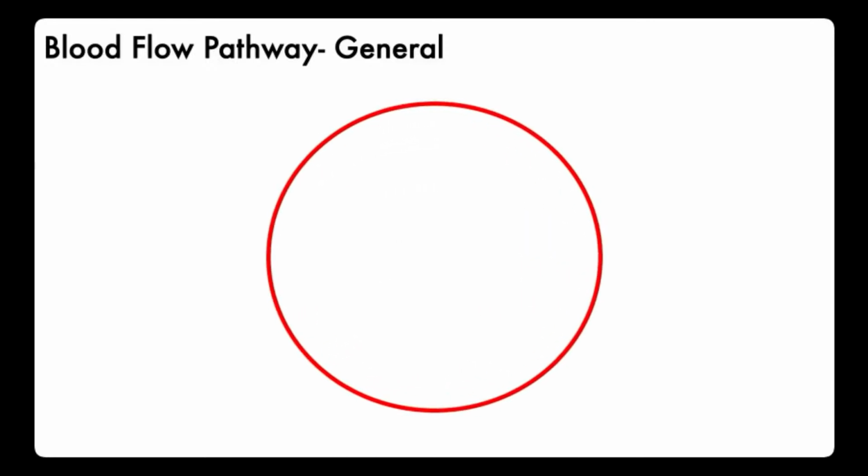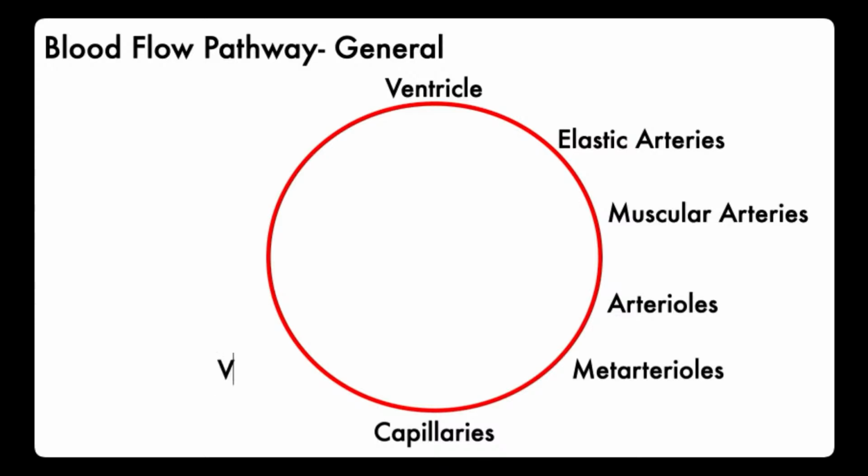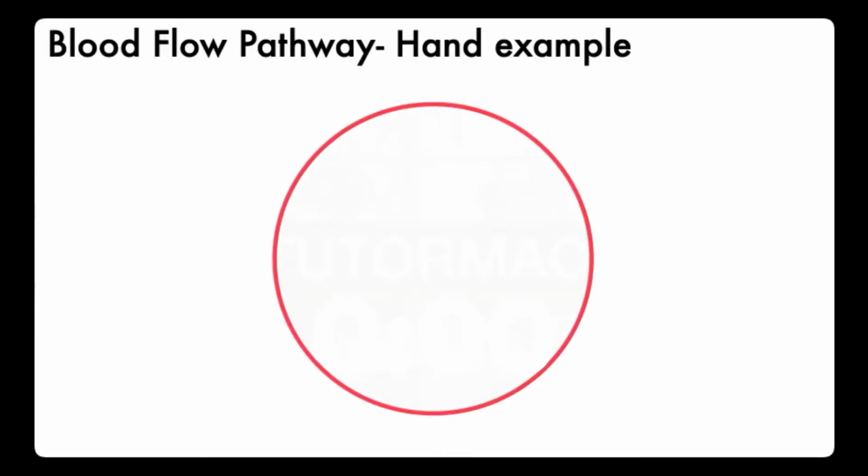Let's talk blood flow pathway, the general pathway. That's right. We'll start there at the left ventricle. Then we hit the elastic arteries, to muscular arteries, to arterioles. That's right, meta-arterioles to the capillaries, and now we're making our way back. We got venules, small veins, large veins, atrium.